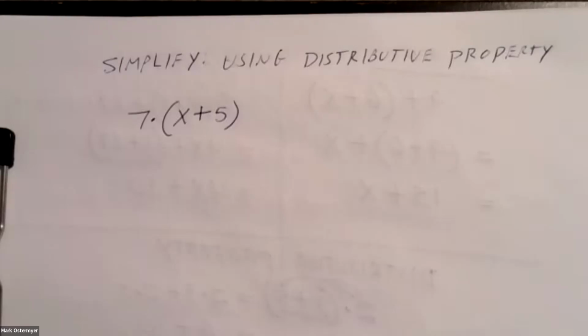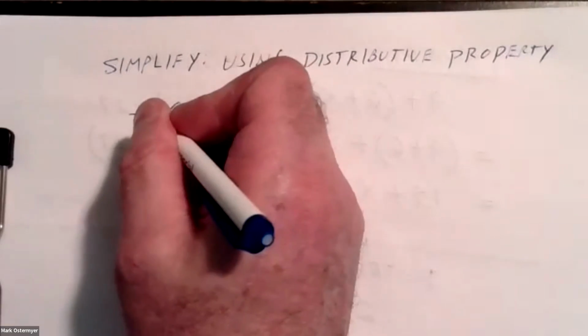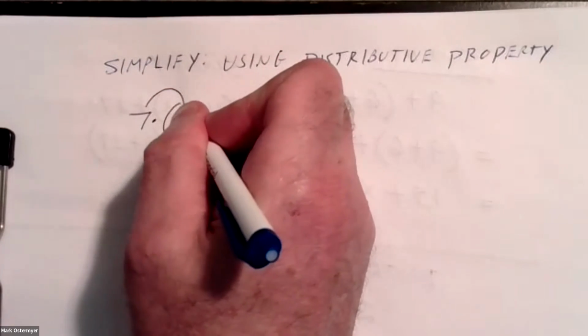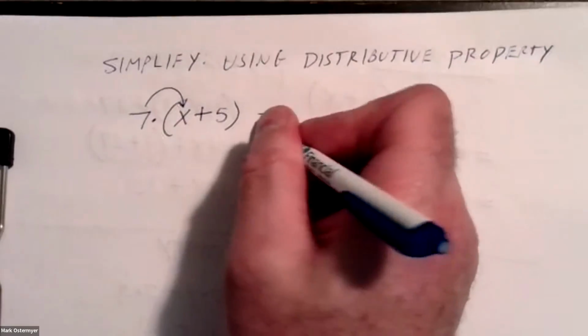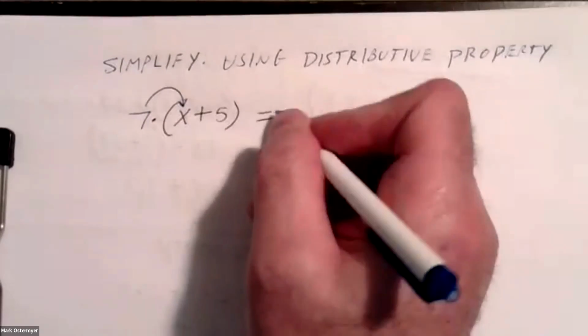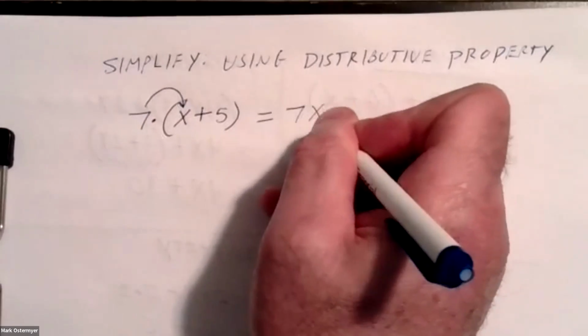So how do you think that's going to work here? Well, I'm going to take the 7 and multiply it by the what? The x. Yeah, these arrows are a good visual cue. Please use arrows too. Okay. So 7 multiplied by x is just what? 7x.